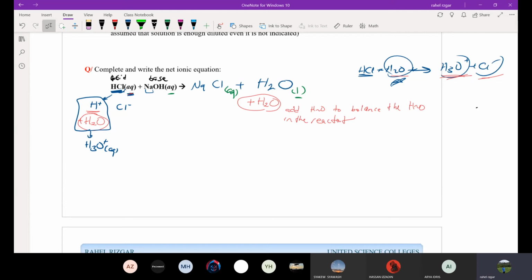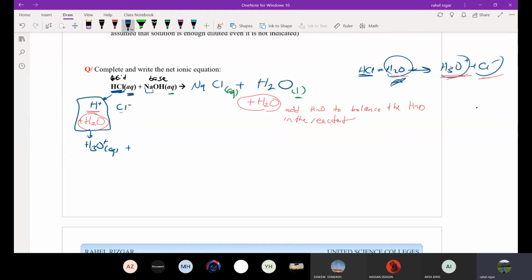But in order to become H3O, what do we need? We need an H2O. So when you add an H2O to this side, you have to also add an H2O to this side. Then we are done. Now, just write all the other remaining ions and that's it.